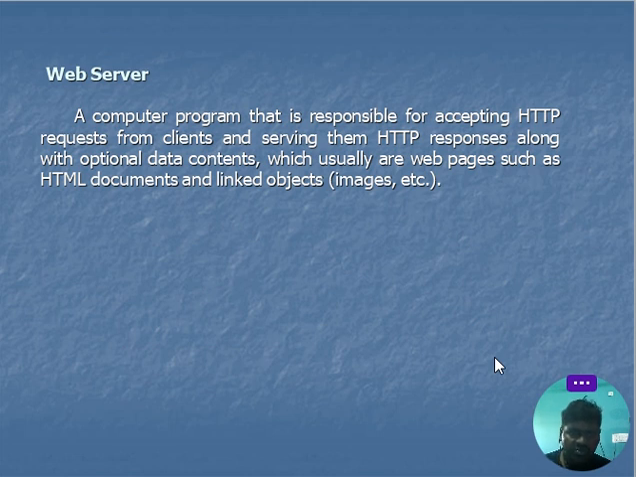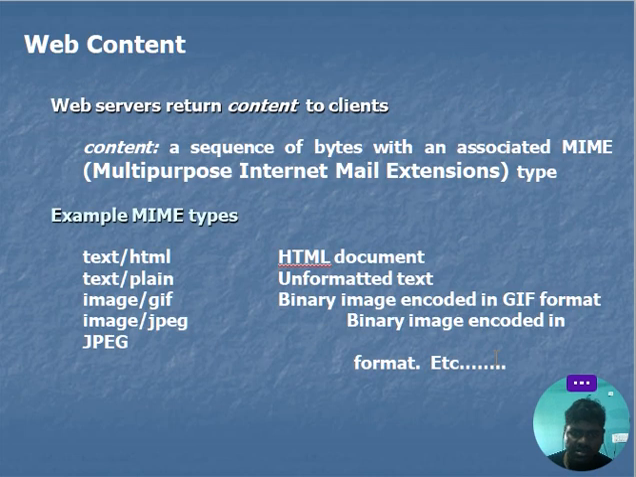Already I told you, a web server is a program that is responsible for accepting a request from the client. Web content has different types. For example, there is one type called MIME type, Multipurpose Internet Mail Extension. Whenever we request a service, whenever we want any data from the internet, all this data is transferred in the format of MIME type.